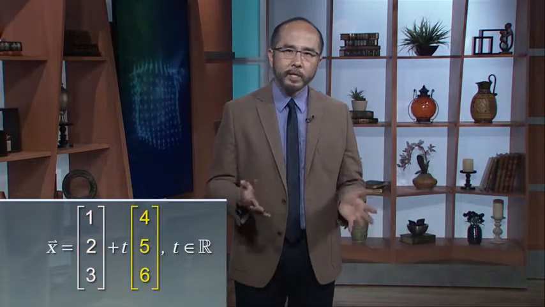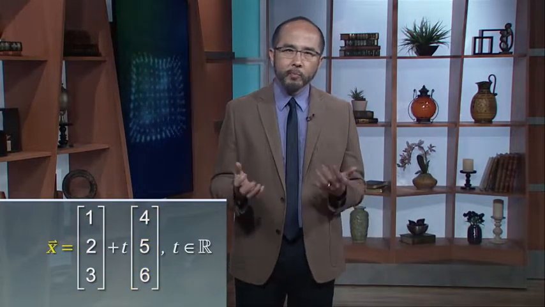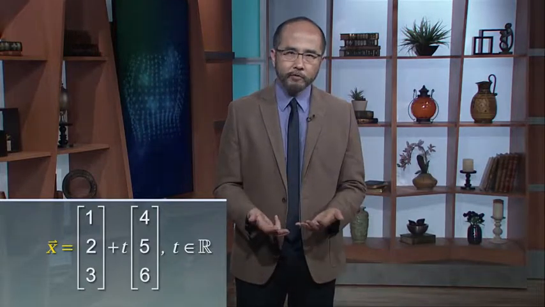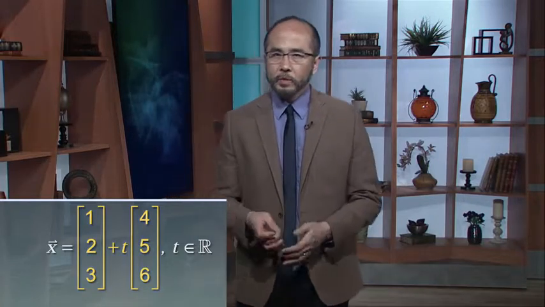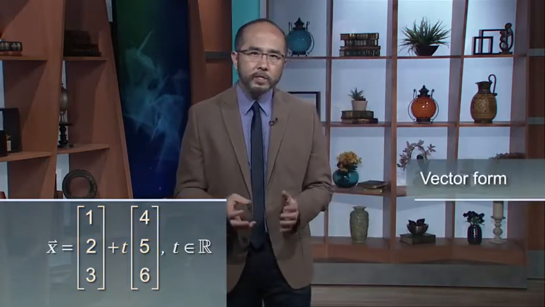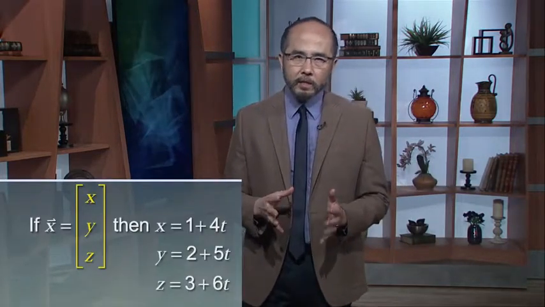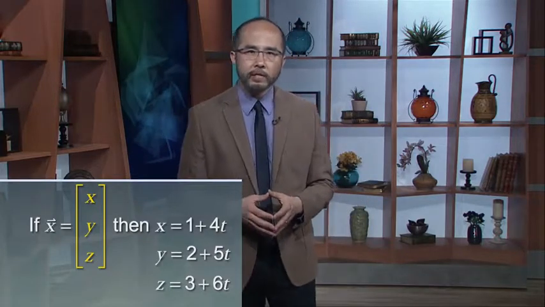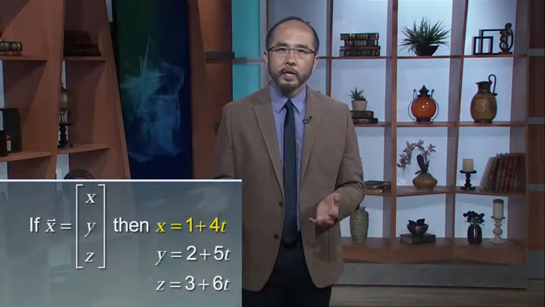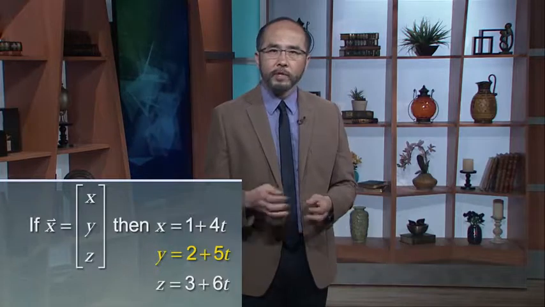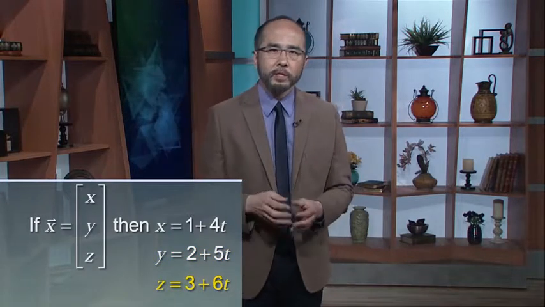Let's do an example. Suppose we want to describe the line through 1, 2, 3 in the direction of 4, 5, 6. If x is a vector representing a point on the line, then x must be of the form 1, 2, 3 plus t times 4, 5, 6, where t is freely chosen. This is called the vector form of the line. We can also write the vector x in components x, y, z. In that case, looking at the components of the vector form, we see that x equals 1 plus 4t, y equals 2 plus 5t, and z equals 3 plus 6t.